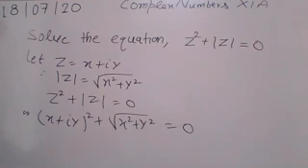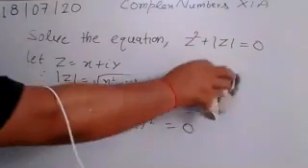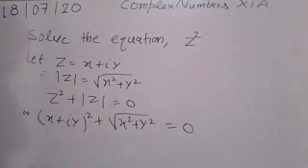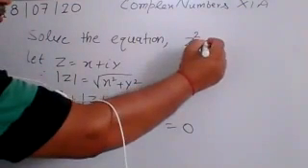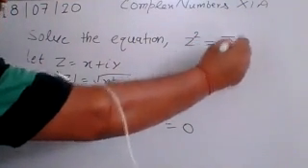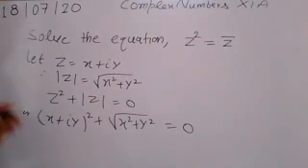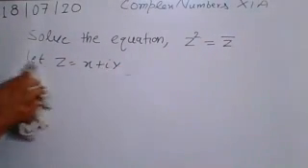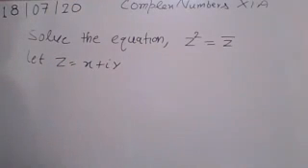Oh, sorry, just make it correct. Okay, beta, just correct it. You have to solve the equation z square is equal to conjugate of z. Not mod is given here, just correct it. Here you have z square is equal to conjugate of z.